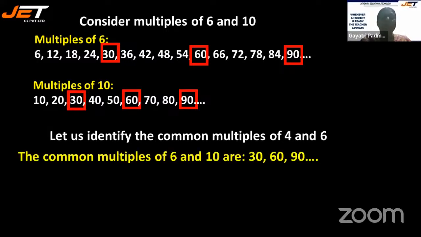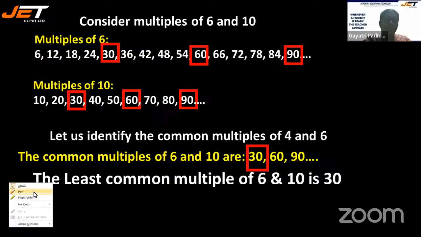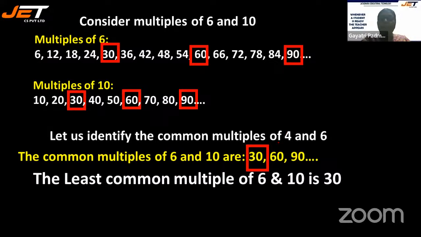So now again, we are bringing it here. The common multiples of 6 and 10 are 30, 60, 90. And among these, the least, that is the lowest number, is 30. And this 30 is called the least common multiple. So the least common multiple of 6 and 10 is 30. All right.